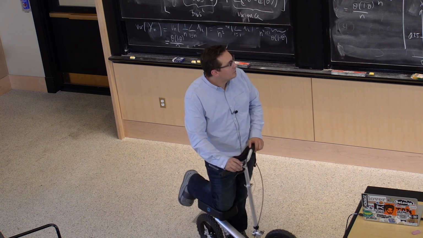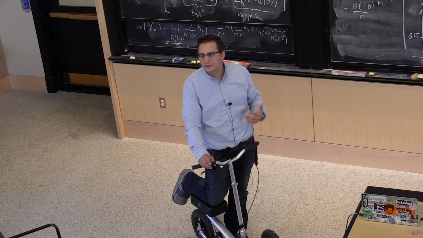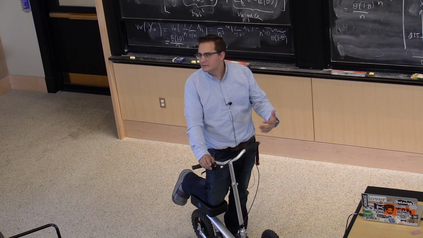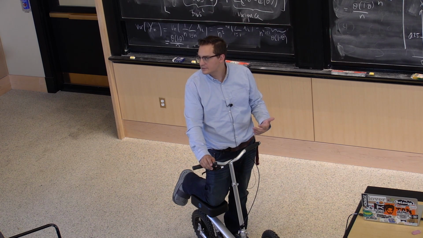An interval is just a one-dimensional confidence region. So, a confidence interval of level 1 minus alpha. We refer to the quality of a confidence interval as its level. It takes value 1 minus alpha for some positive alpha. The level of the confidence interval is between 0 and 1. The closer to 1 it is, the better the confidence interval. The closer to 0, the worse it is.